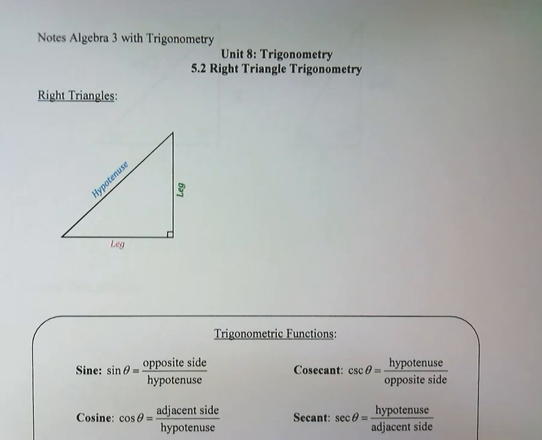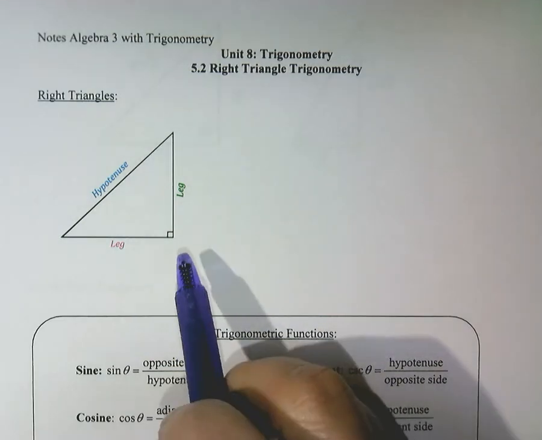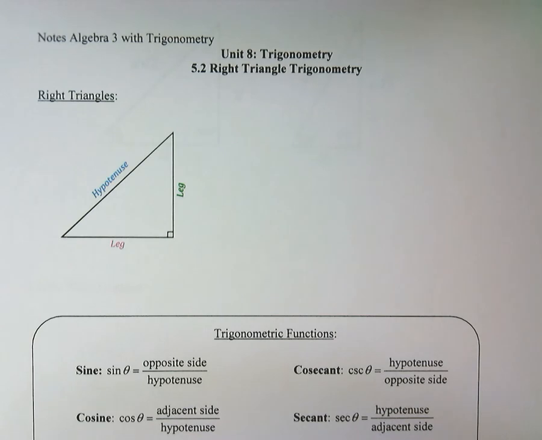These are the notes for section 5.2, right triangle trigonometry, in unit 8 of Algebra 3. So in geometry, you've learned about right triangles. A right triangle is a triangle that contains a right angle. The angle makes 90 degrees, so it's always marked with a 90-degree symbol.